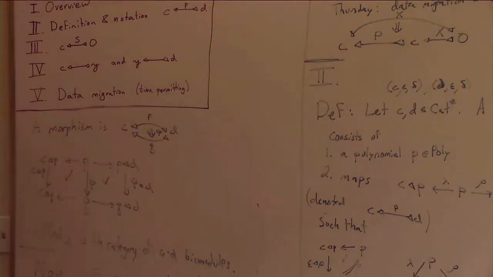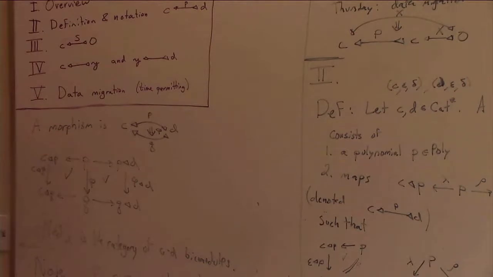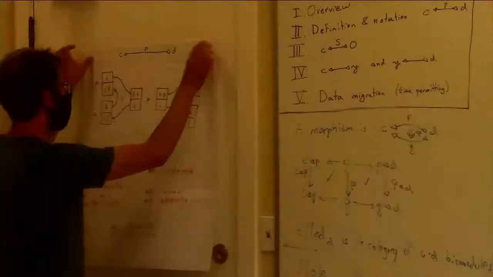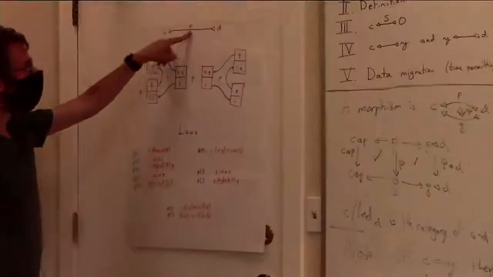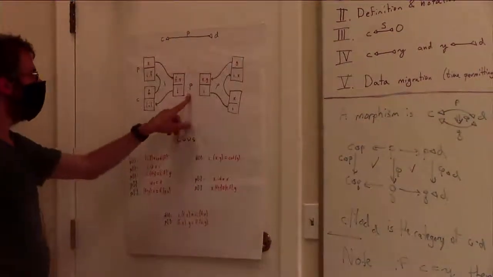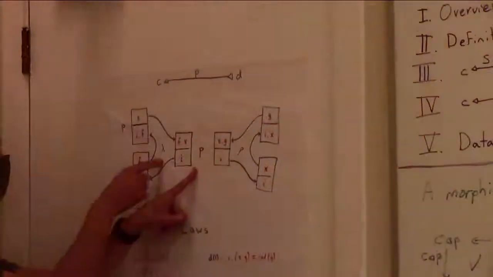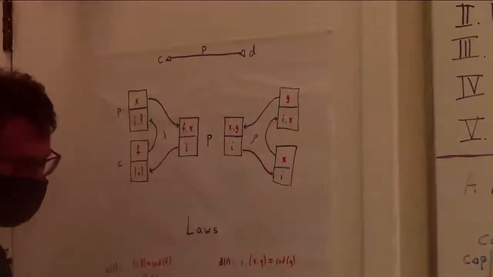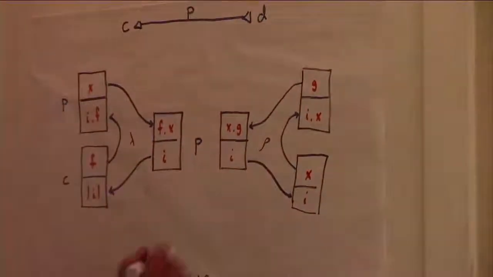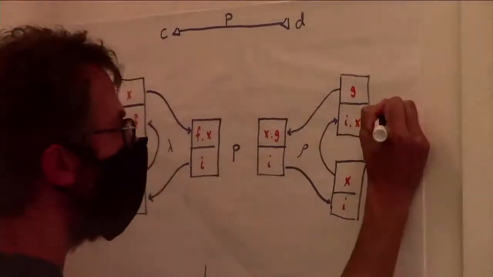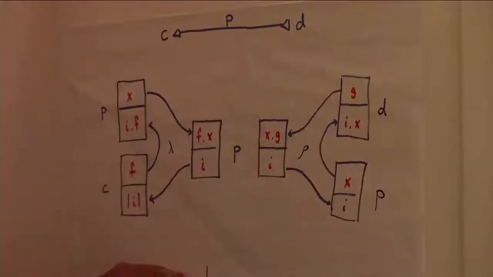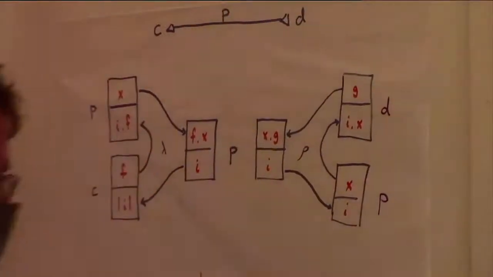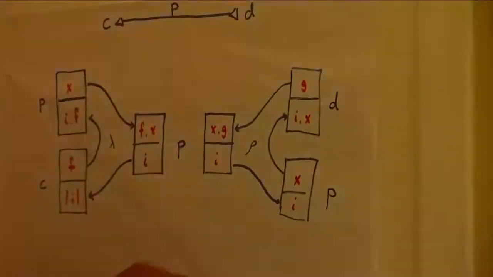So here's all the equations. I wrote it again. We have this bicomodule between C and D, and it says that there's a map from P to C composed P called lambda, and from P to P composed D called rho. And the laws from those 5 things say these, and these.